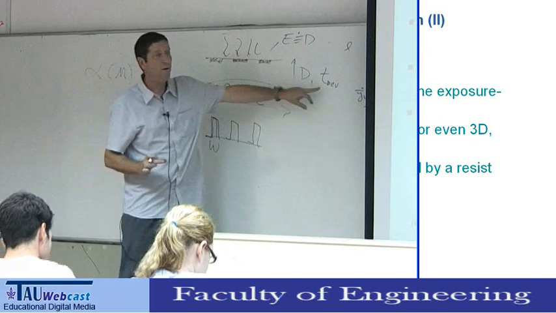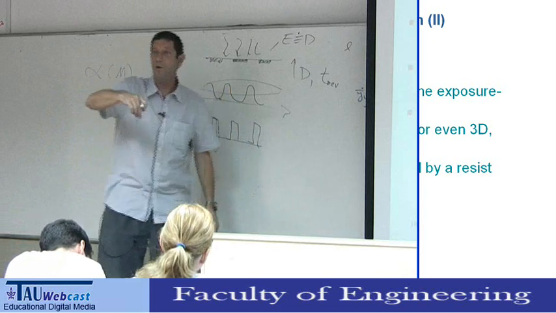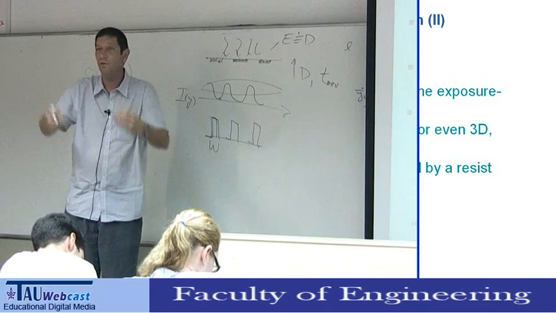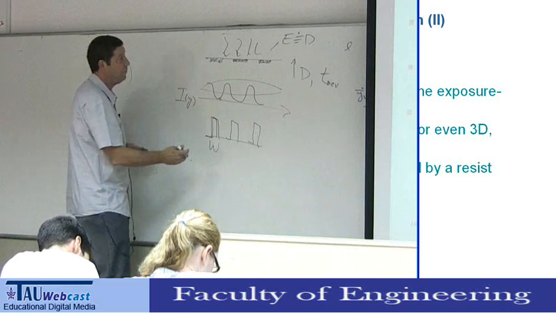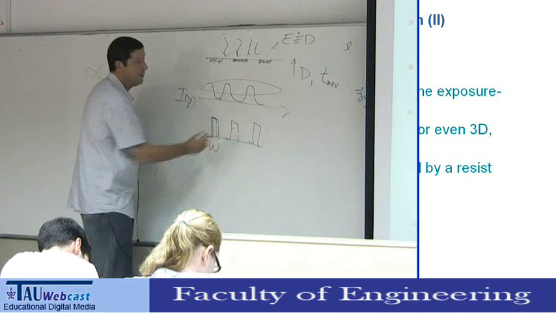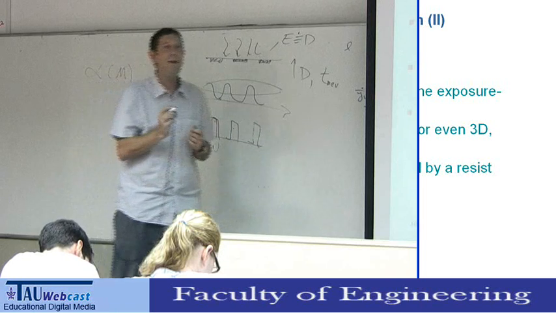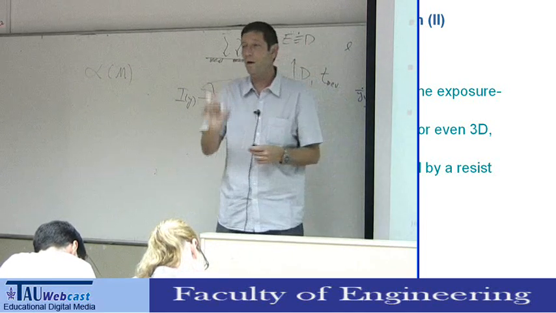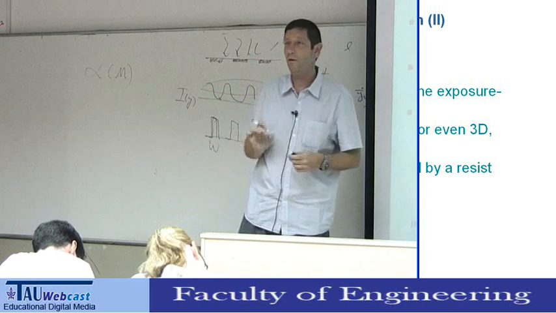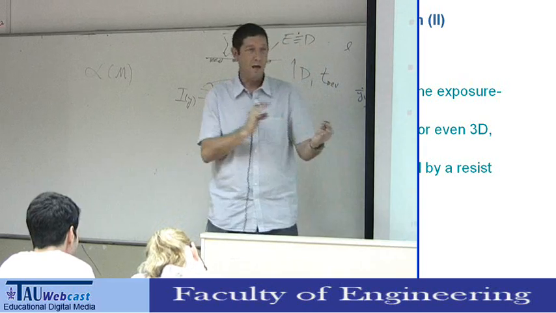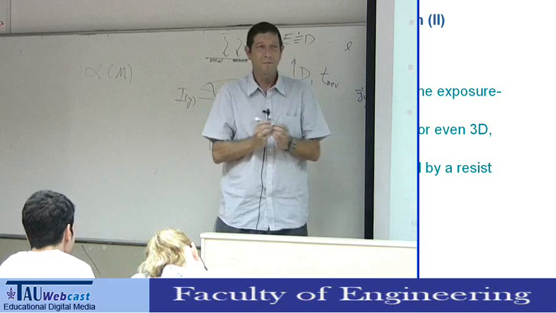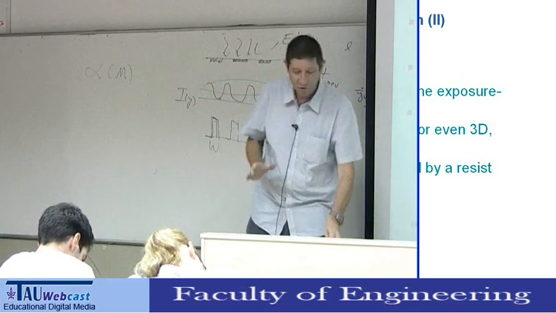If I increase the development time, which means I put it in the developer for more time, the developer is an etcher, it etches photoresist. So if I increase the time of development, I will also affect the line width. So I can play with the amount of energy, the amount of illumination, I can play with the developer. And I have some room. Now the question is, what is the best condition? The best condition is to answer the following problem.